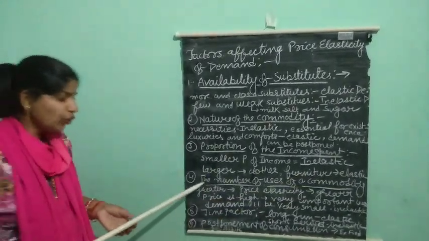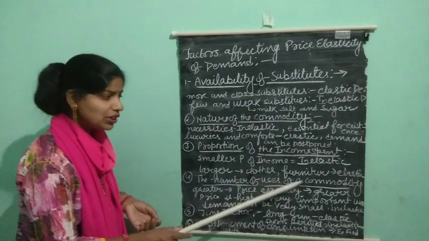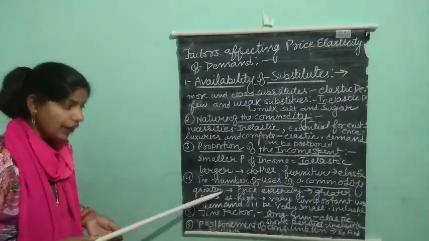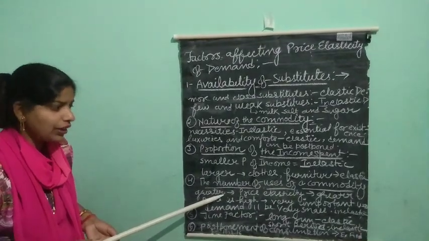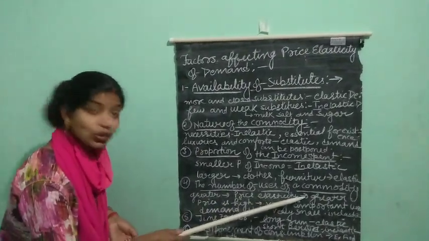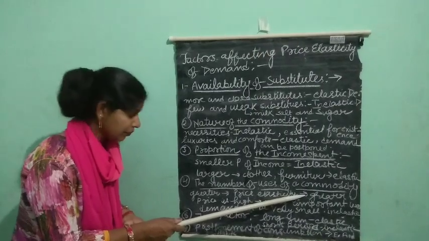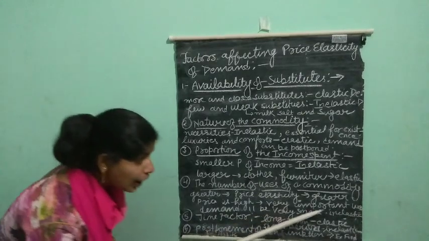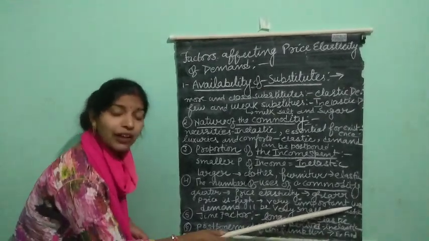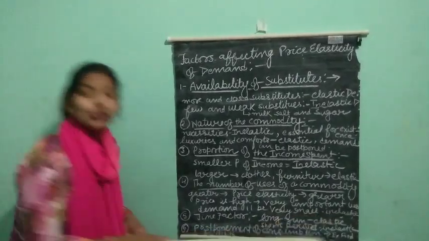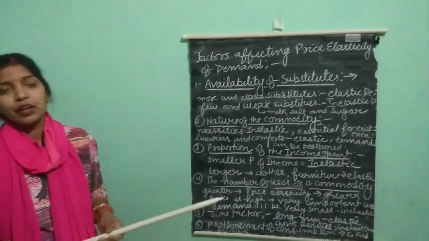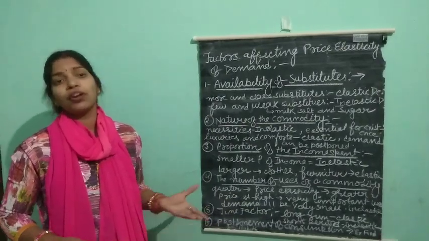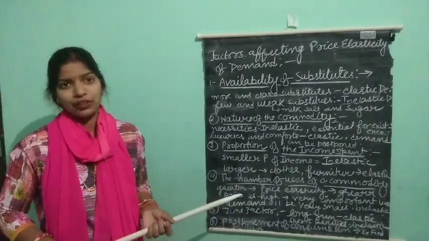Okay, we come to the fourth: the number of uses of a commodity. The greater the number of uses of a commodity, the greater the price elasticity. If the price is high, only the most important use will be made by the consumer. In the case of electricity, if the price is very high, only the most important use will be made by the consumer.